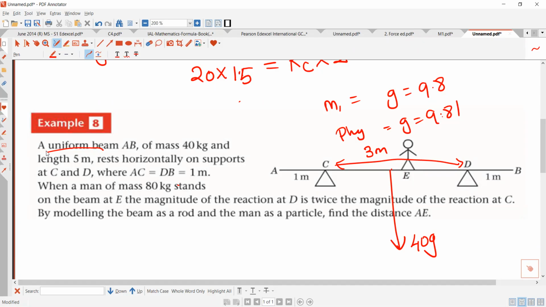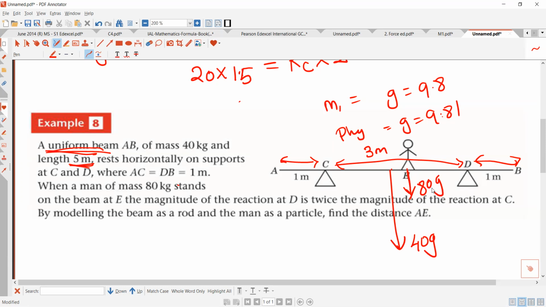Okay. So first of all, it's a uniform rod. It has a length of 5 meters. 1 meter is gone here, and 1 meter is given over here. This whole thing is 3 meters. The mass of this thing is 40. Don't say 40 kg. It's 40 G. I'm writing 40 G. Now, when a man of mass 80 kg stands on the beam at E, so here he is standing, 80 kg, how much is it going to be? 80 G. I'm writing 80 G here.